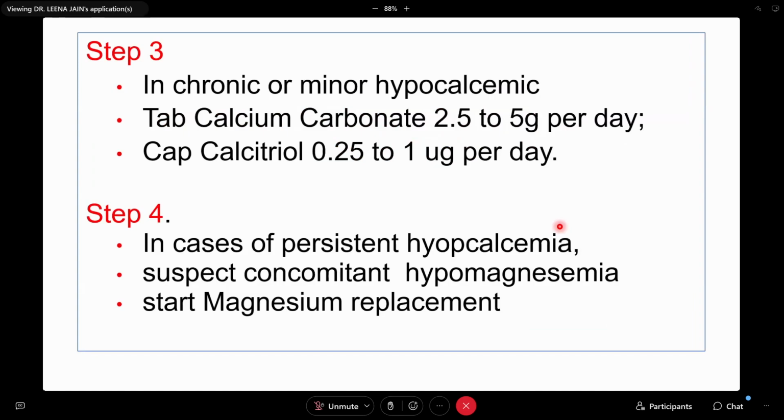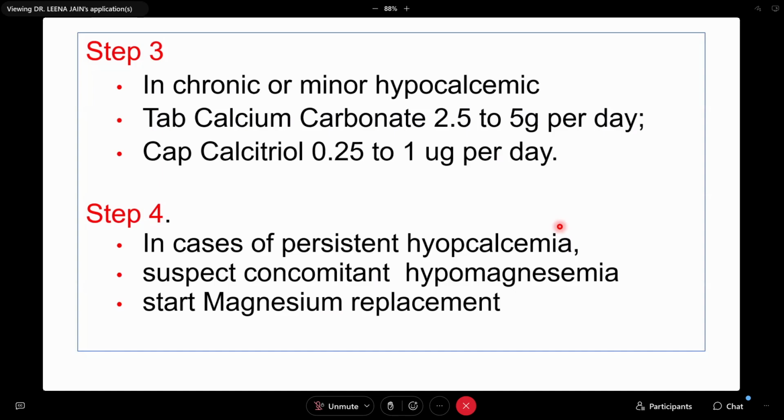Step 3 is for which cases? It should be for chronic or minor hypocalcemic cases. What do you do? You just give tablet calcium carbonate 2.5 to 5 gram per day. One calcium carbonate tablet is around 500 milligrams, so you have to give it 4 to 5 times per day. Along with that, you should give capsule calcitriol 0.25 to 1 microgram per day. So this is for the chronic or minor hypocalcemic cases.